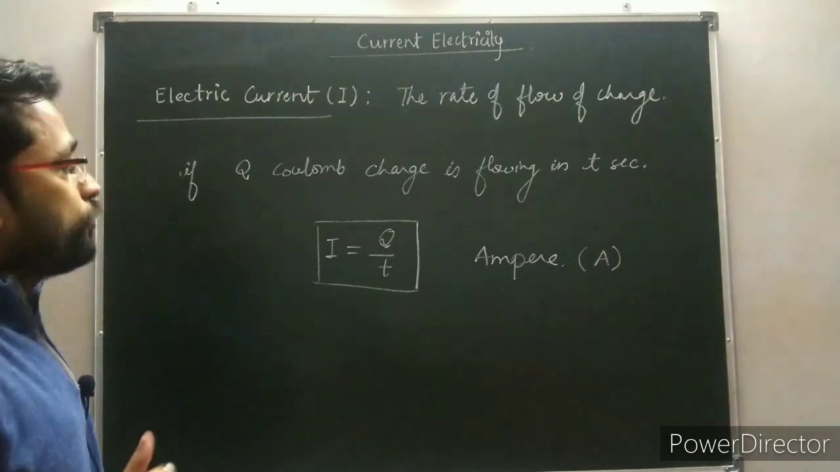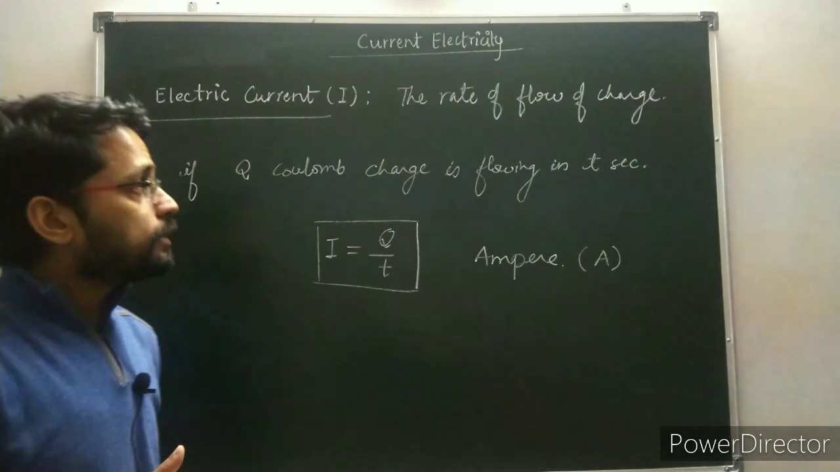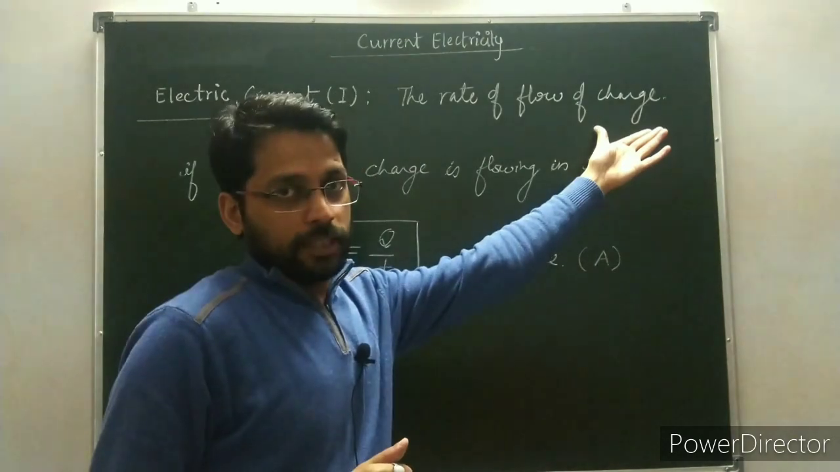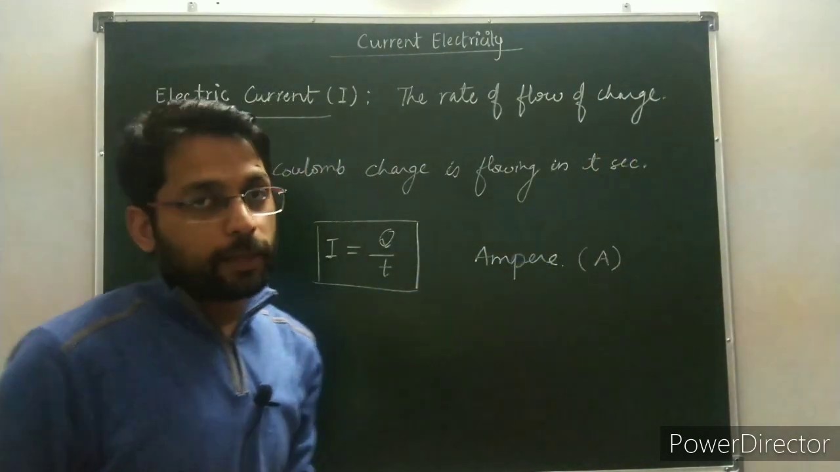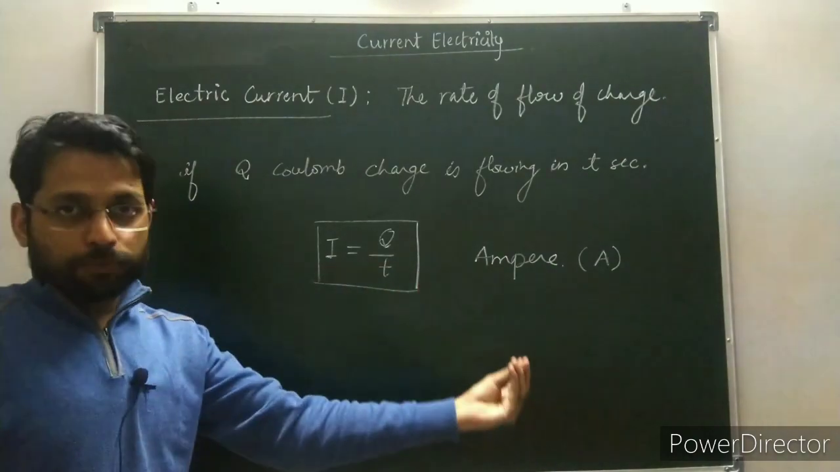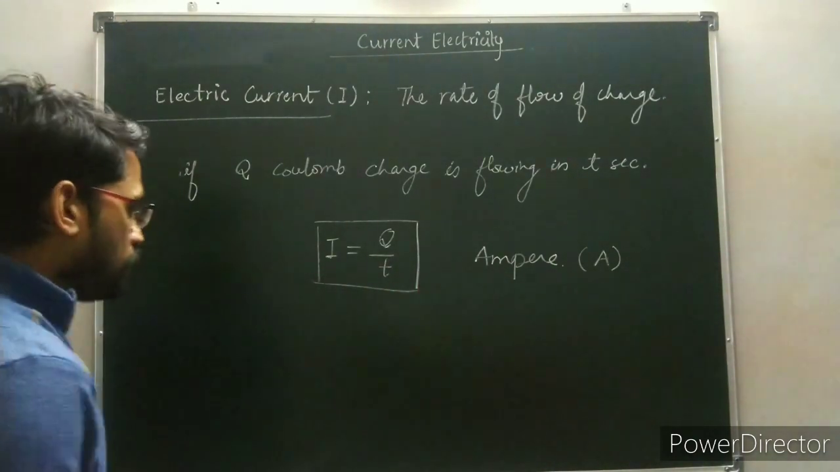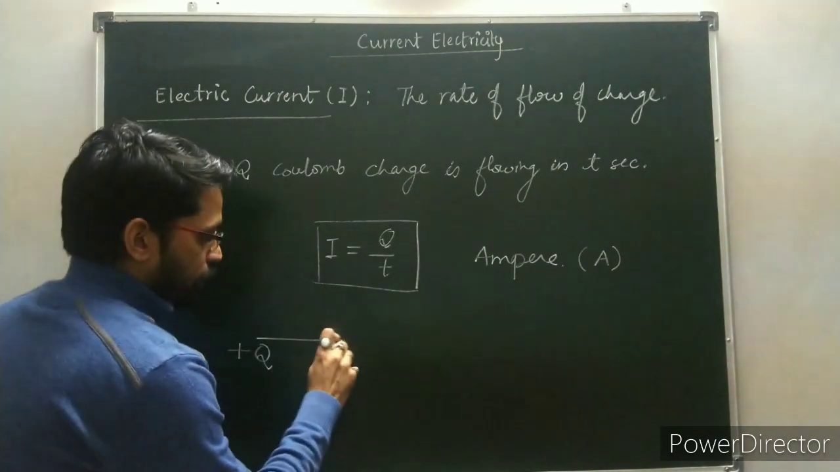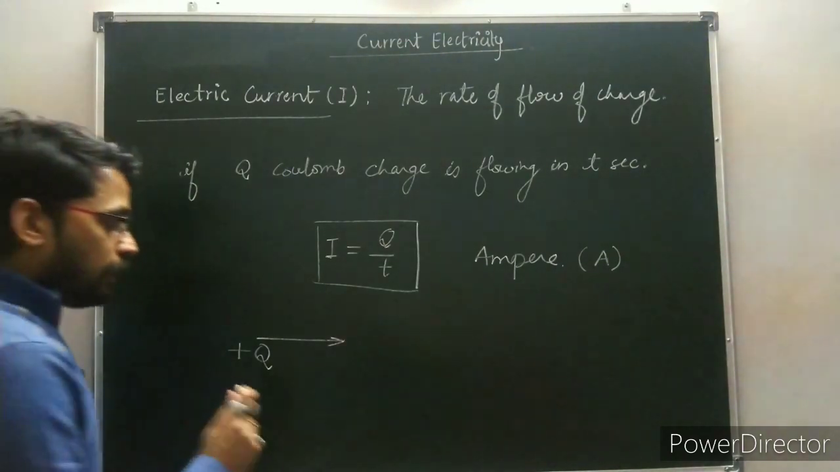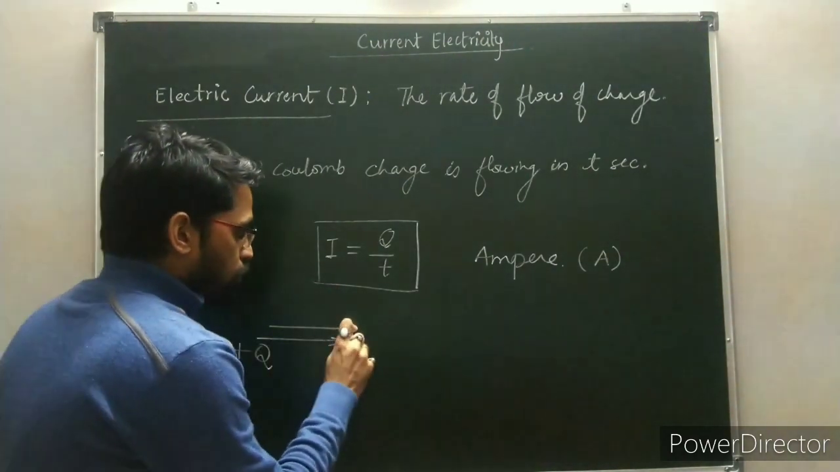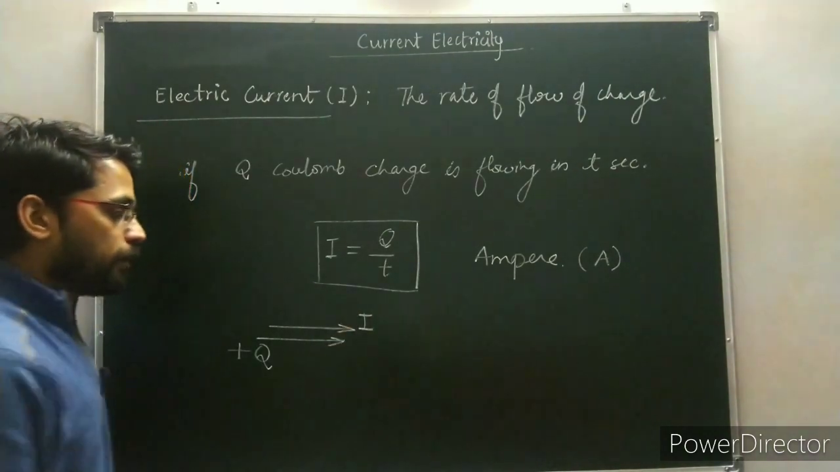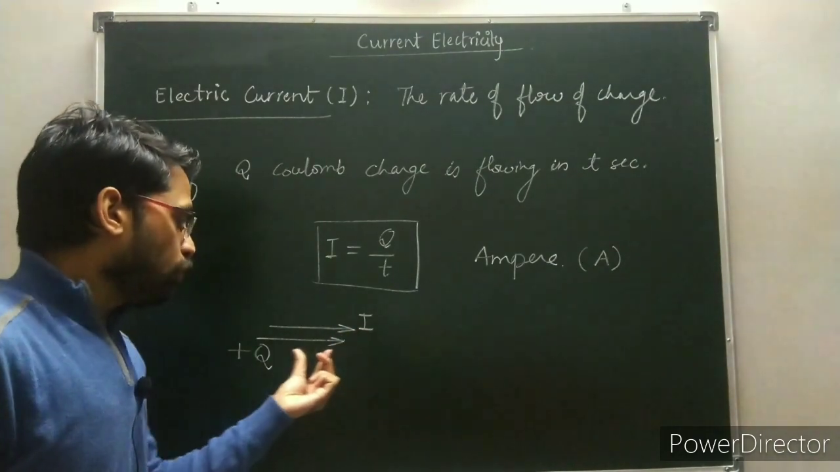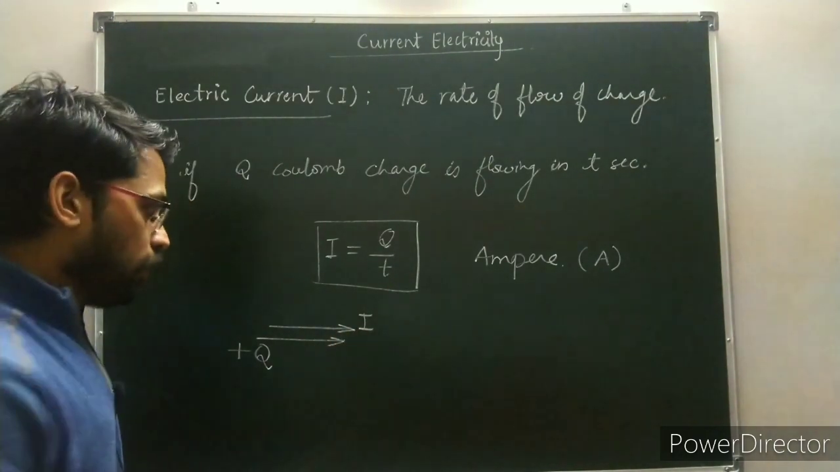Now come to the direction of electric current. Since the electric current is the rate of flow of charge, and there are two types of charges, positive and negative. So when positive charge is flowing from one point to another, imagine if positive charge Q is flowing in this direction, then the current I will also be in the same direction. It means the electric current is in the direction of the flow of positive charge.